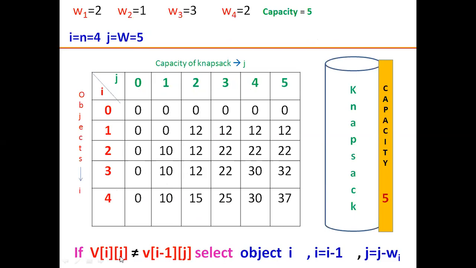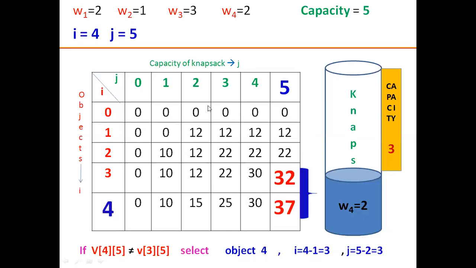So it is here: V[i][j], if not equal, select object i, decrement i, and j will be reduced. So now i is 4, j is 5. So that is 4th row, 5th column.